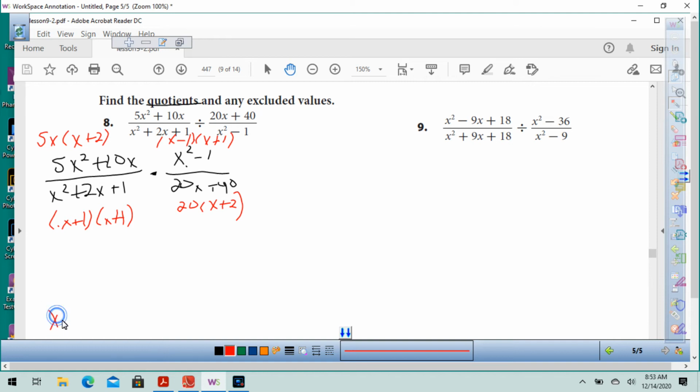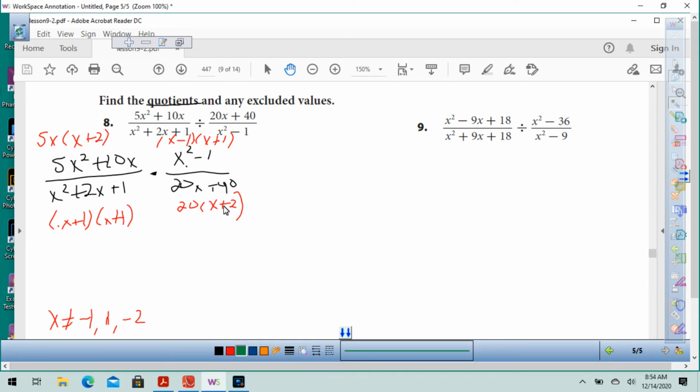So my excluded values, x cannot equal negative 1. And then remember this was on that, so that would have been 1, negative 1 and 1, just negative 1. And now we have this in the denominator, so it cannot equal either. Okay, so negative 2. Negative 2. So those are your excluded values.